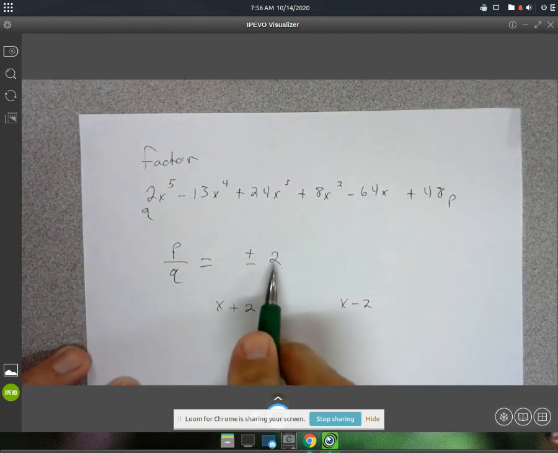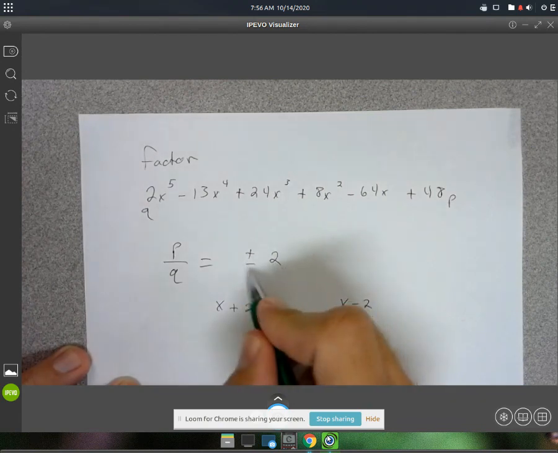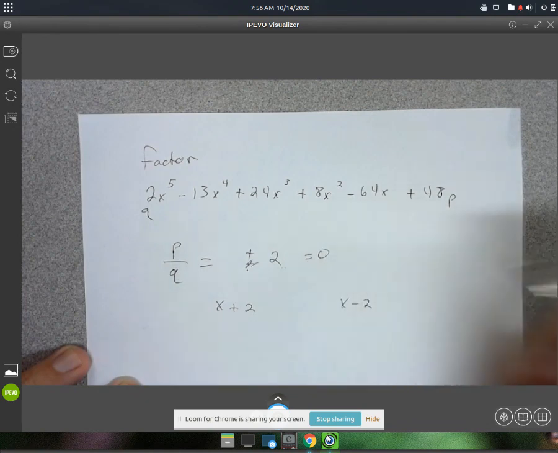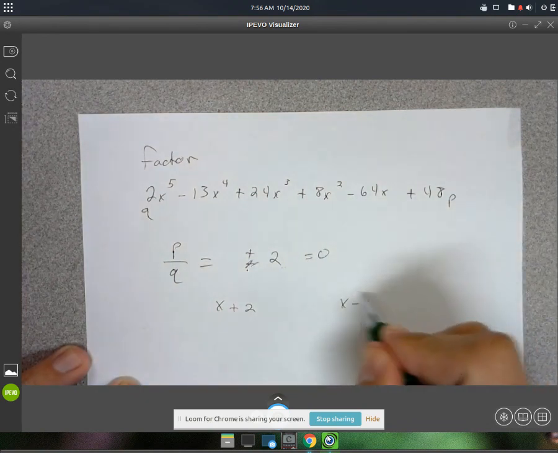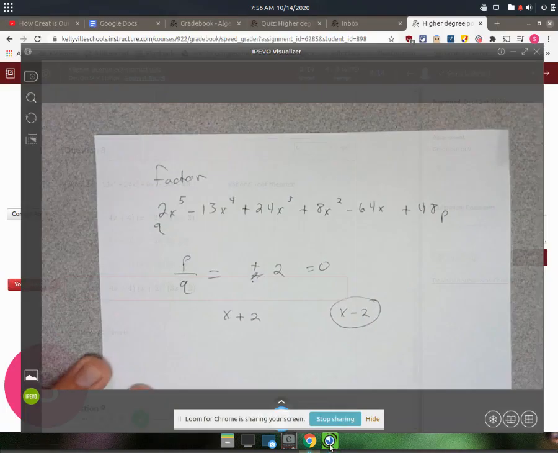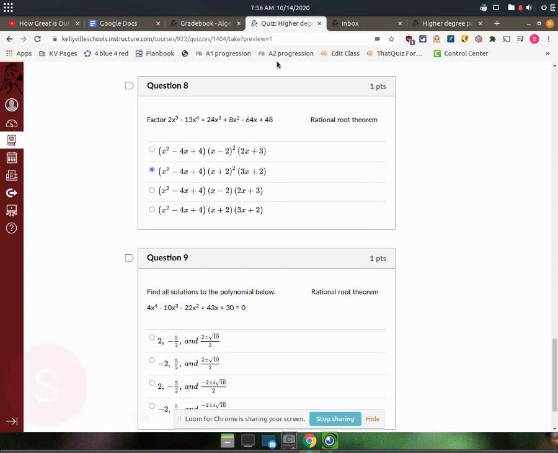And what happens is when you plug in positive 2, it does equal 0. All right. So that means that x minus 2 is one of your factors. And you've already ruled out these bottom 2, so that could be the way that you get your answer. Just process of elimination there.